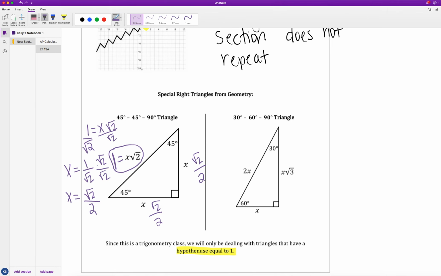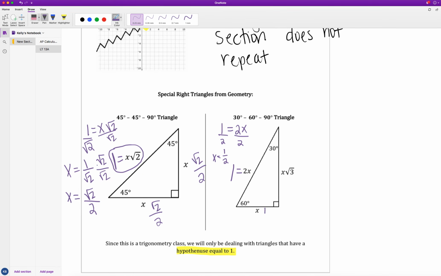Now we can do the same thing over here on the 30, 60, 90. So in geometry, we called the hypotenuse 2x, we called the side opposite 30 degrees x, and we called the side opposite 60 degrees x root 3. Well, I'm going to do that same thing and set my hypotenuse equal to 1, since that's where I'm going to need it to be on the unit circle. When I do that, I have 1 equals 2x, so if I divide through by 2 on both sides, I end up getting x to be equal to 1/2.